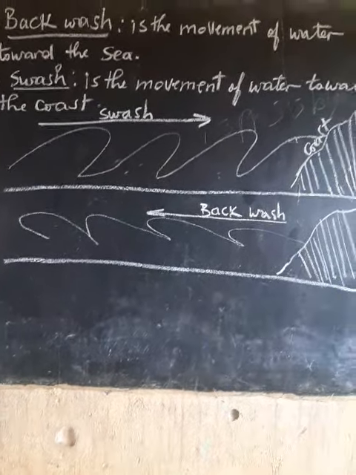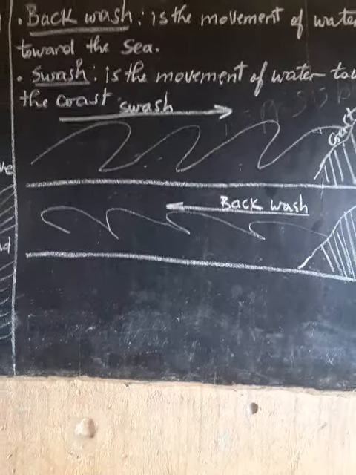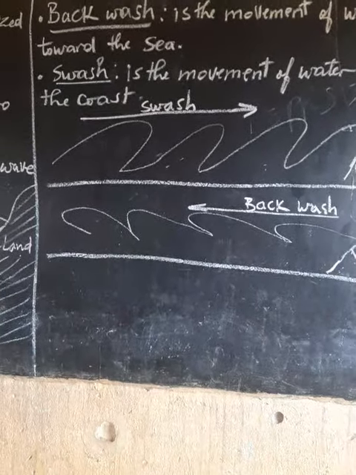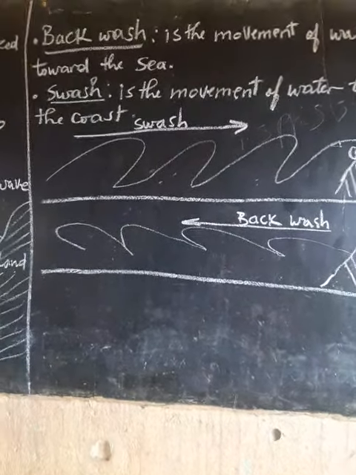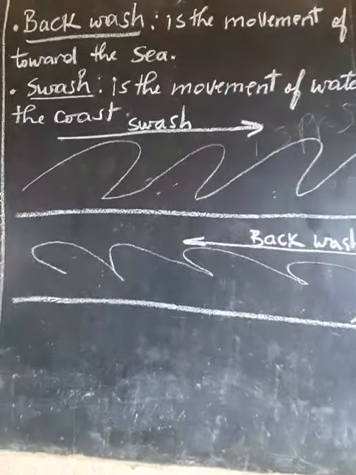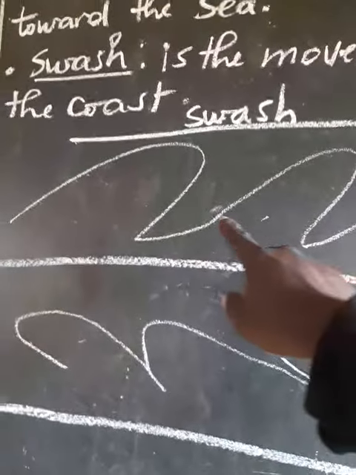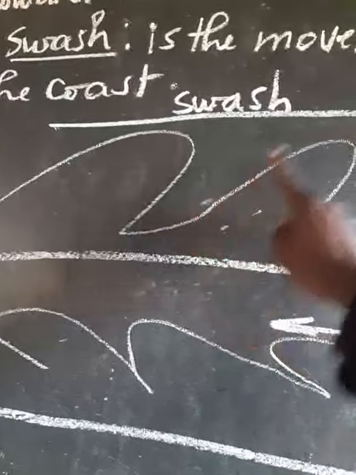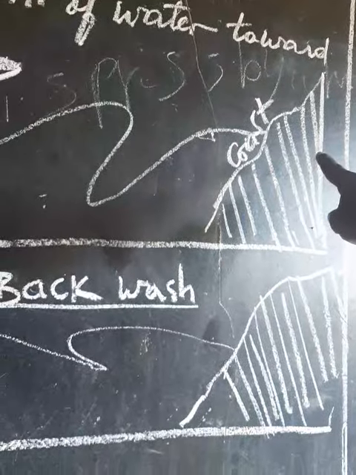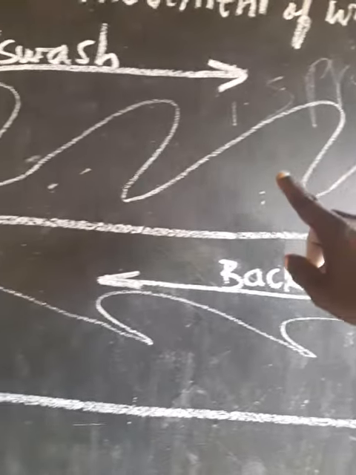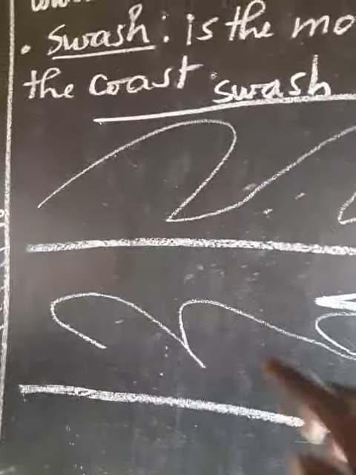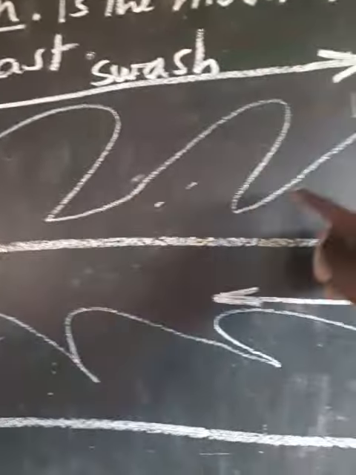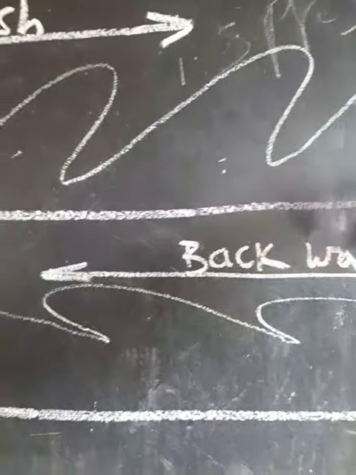We are going to understand the two terms clearly by referring to the diagram here. This diagram indicates that the movement of water toward the coast is referred to as a swash. So this is a wave which is moving toward the coast. The movement of that water toward the coast is referred to as a swash.